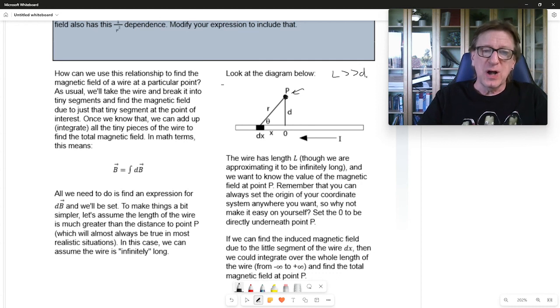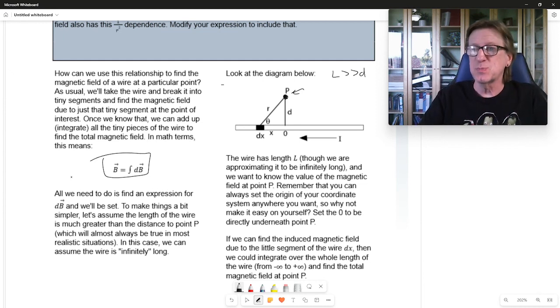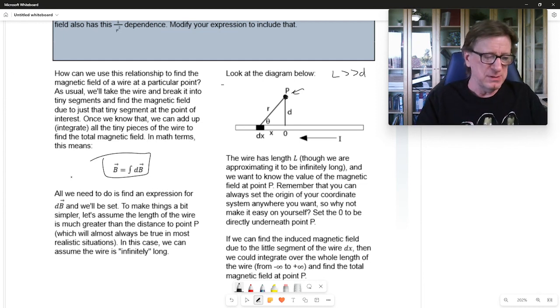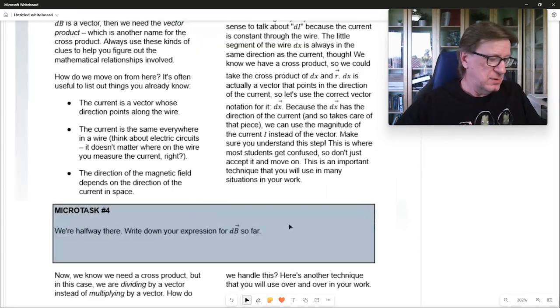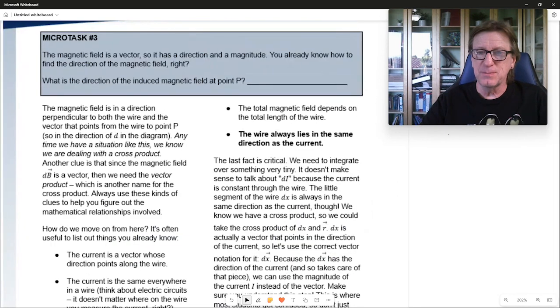Okay, so as we see here, our total magnetic field is just going to be adding up all of those little pieces. So we're going to find the dB using the expression that you just derived. All right, so on the next page, on microtest 3, we're going to start that process. So let me find my mouse here. There it is. So go ahead and look on the next page here.